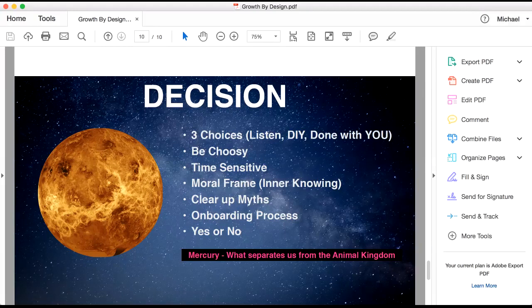You need to clear up the myths. The myths are that your product may look one way, feel one way, taste one way, be rolled out one way, be priced a certain way, etc.